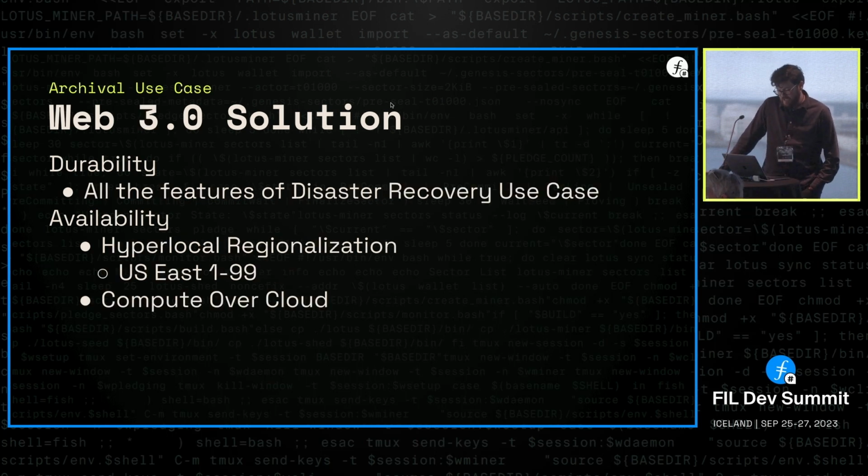So how do you achieve that with Web 3.0? Durability: again, the same 11 nines. But when it comes to availability, hyper-local regionalization. This is the point here, and I think it's really important and underutilized in Web3. Sure, Amazon has US 1, US 2, US 3, but with our abilities and with enough storage providers across the world, we can have 3,000 storage providers. We can have 3,000 data centers here.